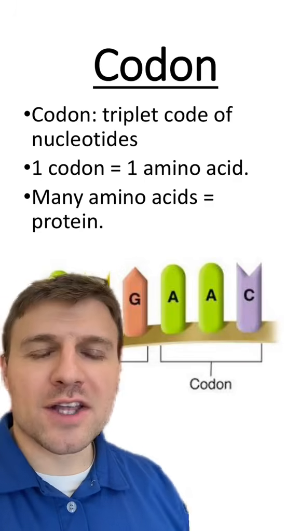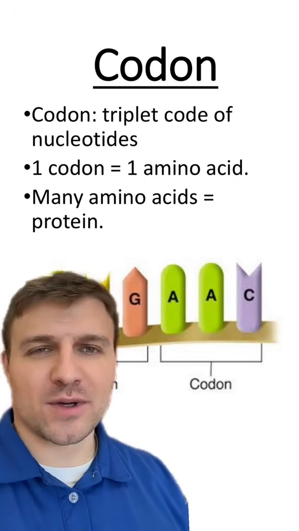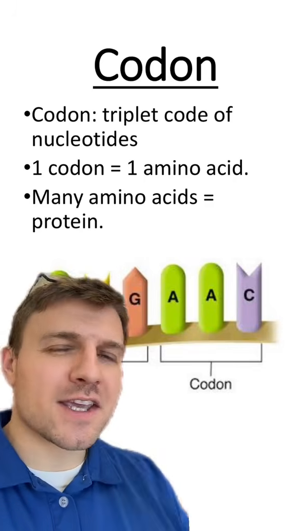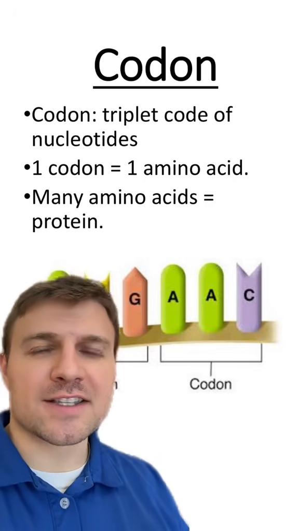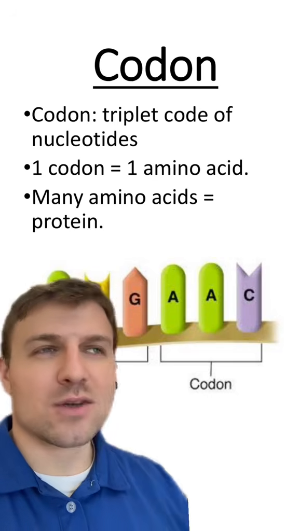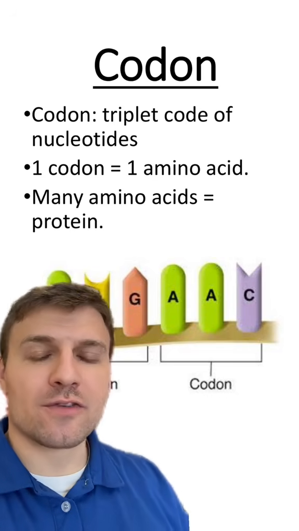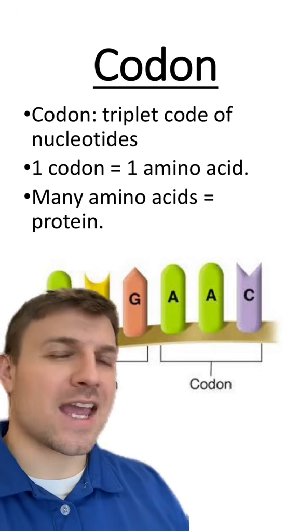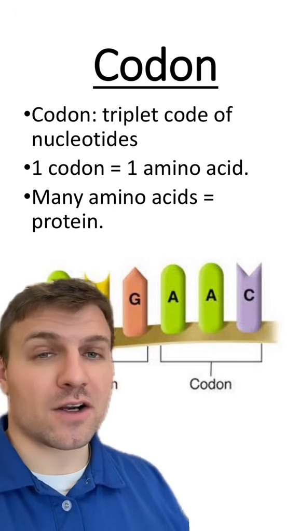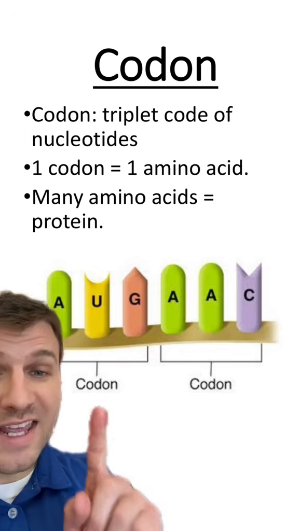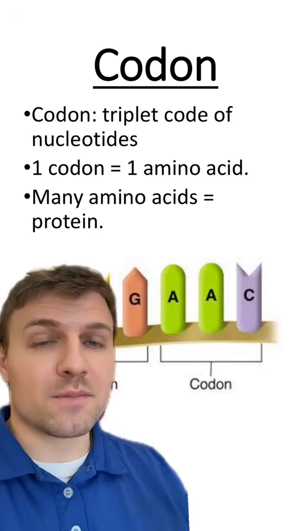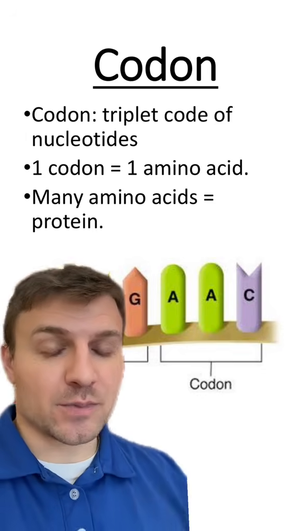Let's talk about codons and why they're so important when talking about protein synthesis. A codon is a triplet sequence of nucleotides that we find in mRNA. And one codon is going to code for a single amino acid. And many amino acids put together are going to form a protein. So many of these codons are going to form the sequence that's going to take to make these proteins.